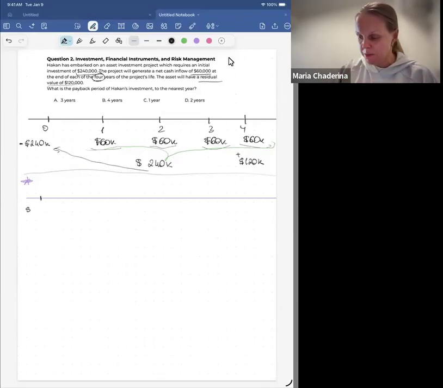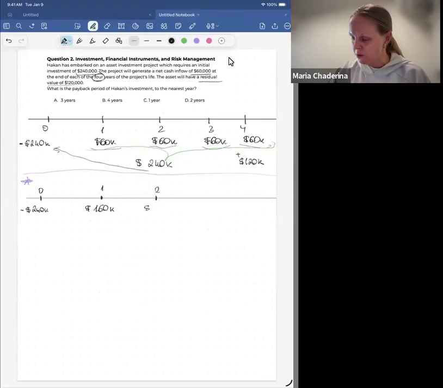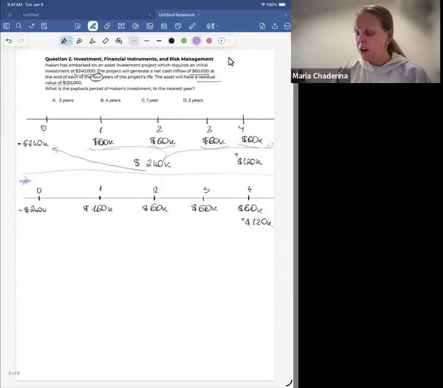So we're going to start with the investment of $240,000 as in the original question. And then in year number one, instead of $60,000, I'm going to make the cash flow $160,000. And then in year number two, our cash flow will fall back to 60. In year number three, the cash flow will be 60,000 again. And in year number four, it is 60,000 again, plus the residual value of $120,000.